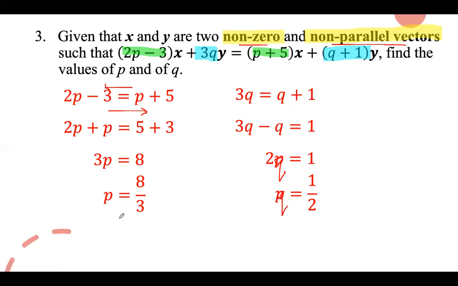So remember, in the exam, don't make careless mistakes like this. You will be penalized, right? Here Q, here P, they will be penalized. So P is 8 over 3 and Q is half. So don't make this type of mistake.